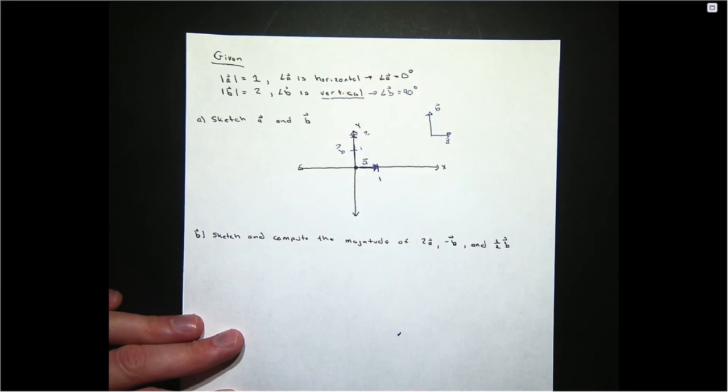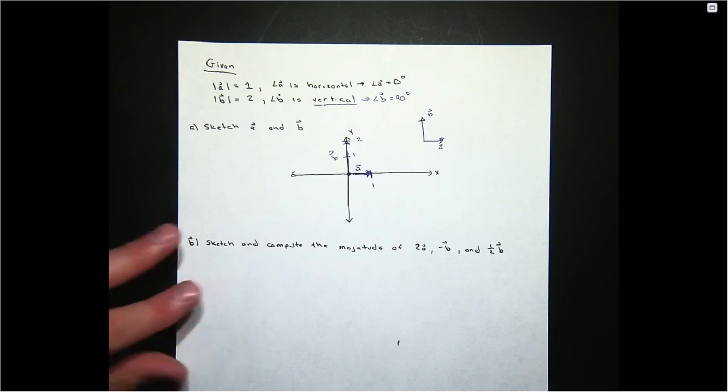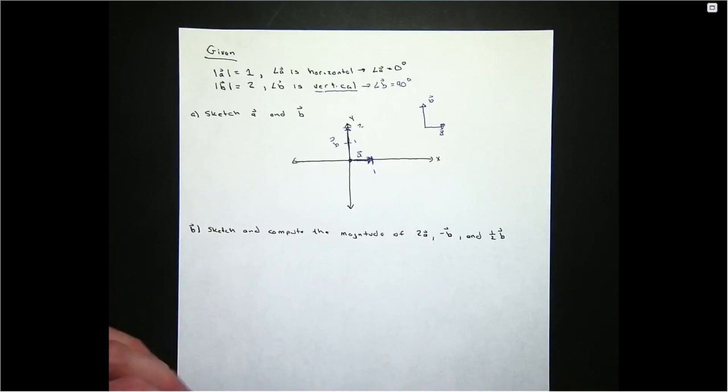So we've been able to take those qualitative descriptions of orientation, horizontal and vertical, and translate them to actually numerical descriptions of the angle. So the second thing we want to do is sketch and compute the magnitude of 2a.